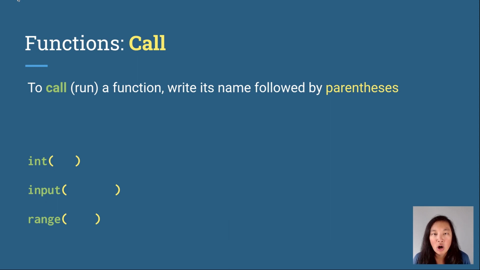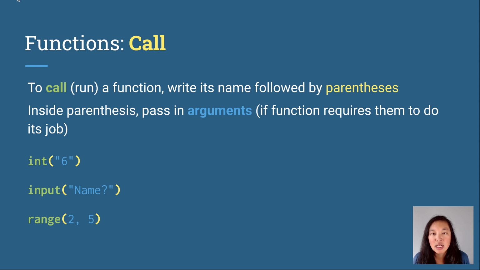So to call or run a function, we want to write its name followed by parentheses. And we've actually already been doing this. I just haven't told you that we are calling a function. So again, to run a function or to call a function, we write the function name followed by parentheses. And inside of those parentheses, we pass in arguments, if the function requires them to do its job.